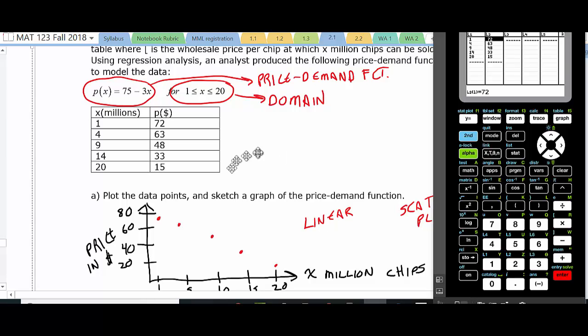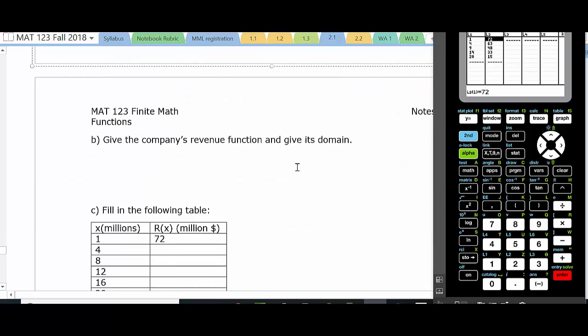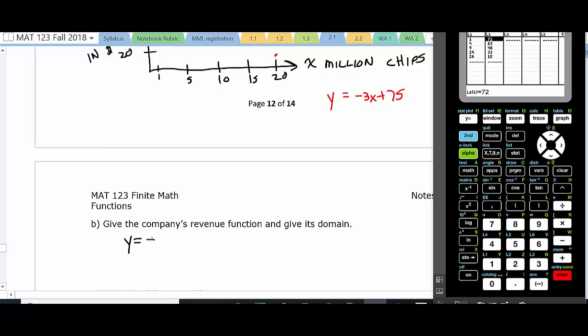Okay, so we got y equals negative 3x plus 75. Let's go to the next page, and we have y equals negative 3x plus 75.